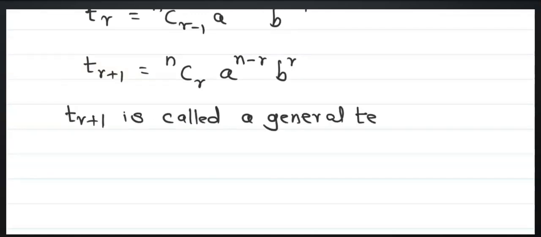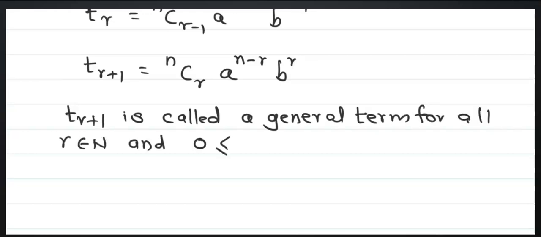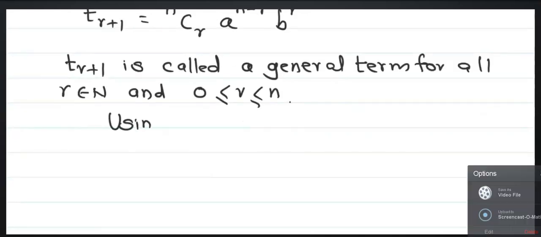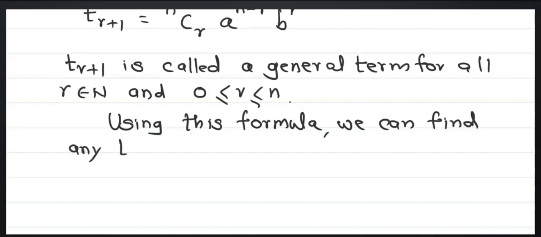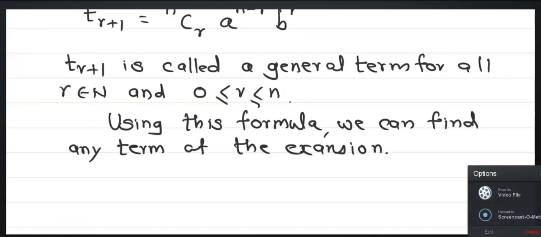t suffix r plus 1 is called the general term, for all small r belonging to the natural numbers, and the value of r lies between 0 and n; r is equal to 0 or r is equal to n also. Using this formula, we can find any term of the expansion.